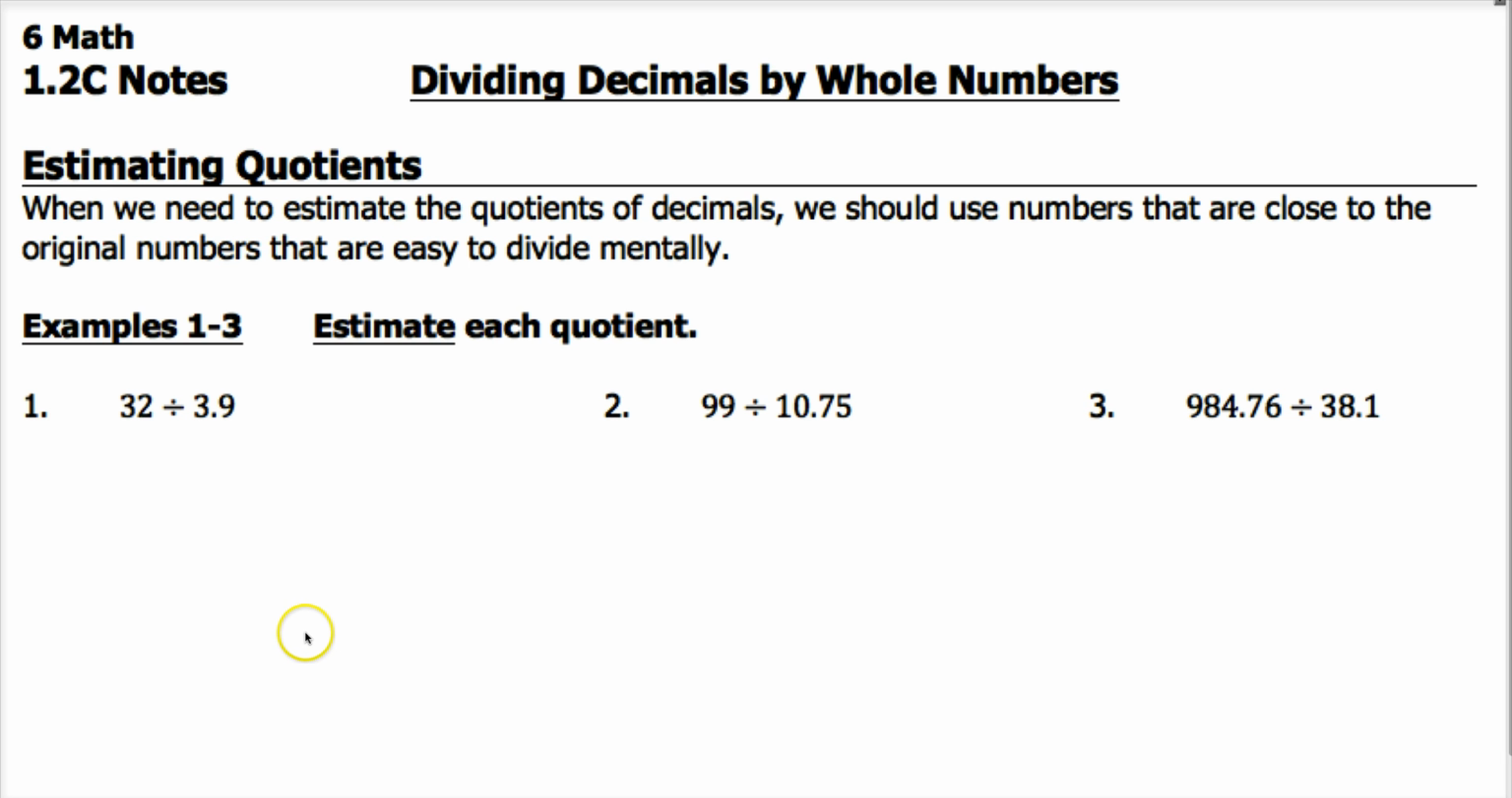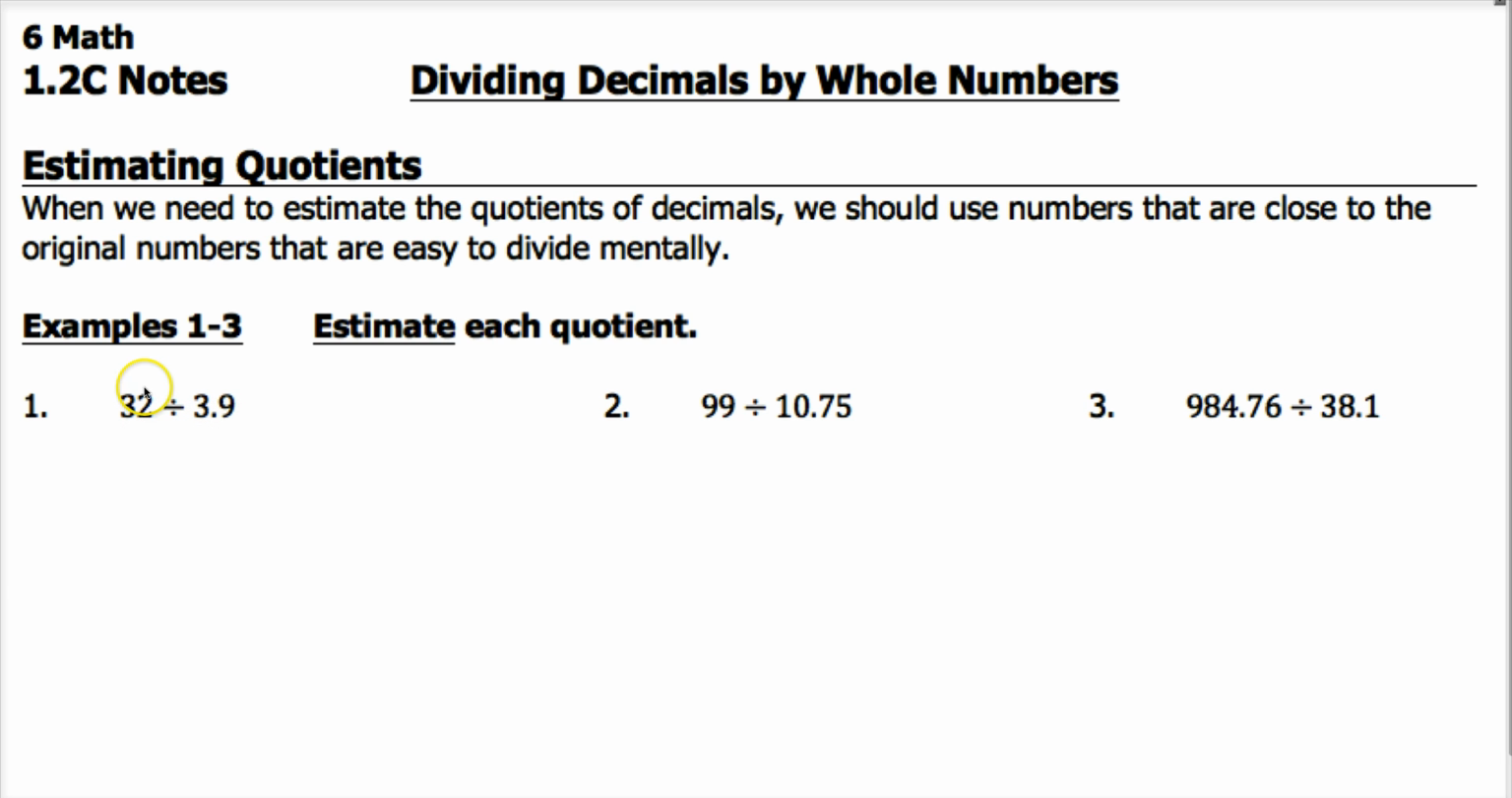So estimating quotients is going to be very similar to what we did with estimating products for multiplication. We're going to take each number in our division problems and we're going to round it to a number that is close enough to the original number but easy enough that we can divide mentally. Okay, so for number 1 here, we're going to estimate 32 divided by 3.9.